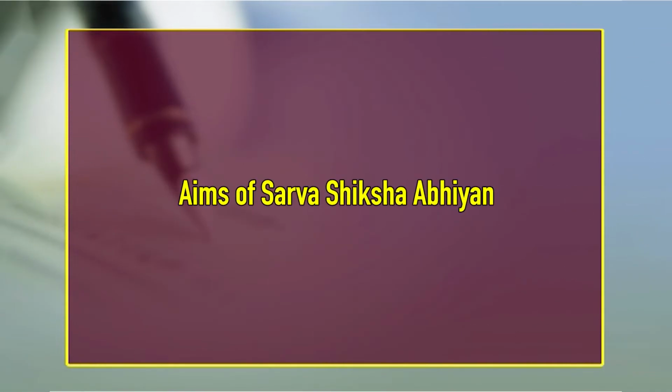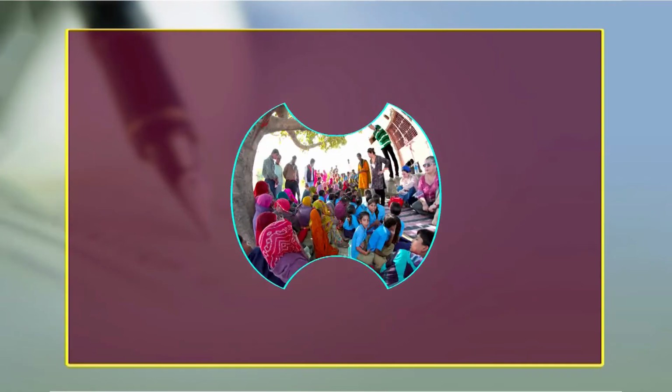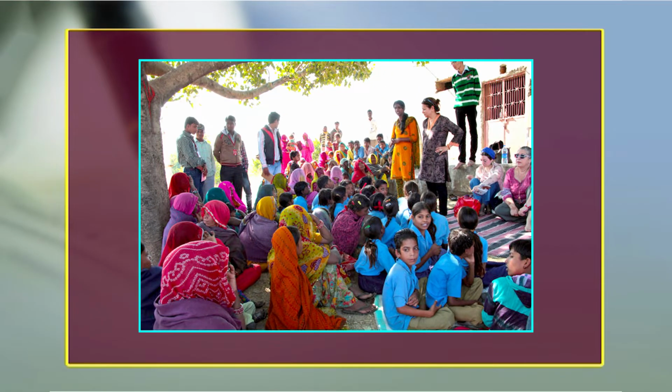Now, let's know what are the aims of Sarva Shiksha Abhiyan. Main aim of this flagship program of India is to provide useful and relevant elementary education for all children in 6-14 years age group, and also to bridge social, regional, and gender gaps with the active participation of the community in the management of schools.